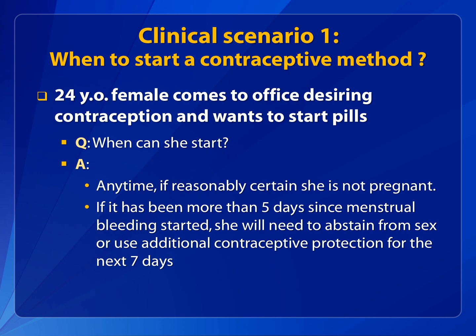So, returning to our patient and answering this question, the recommendation for pills and for all methods is a woman can start a method anytime if a provider can be reasonably certain she is not pregnant. If it has been more than 5 days since menstrual bleeding started, she will need to abstain from sex or use additional contraception for the next 7 days after starting her combined pills.